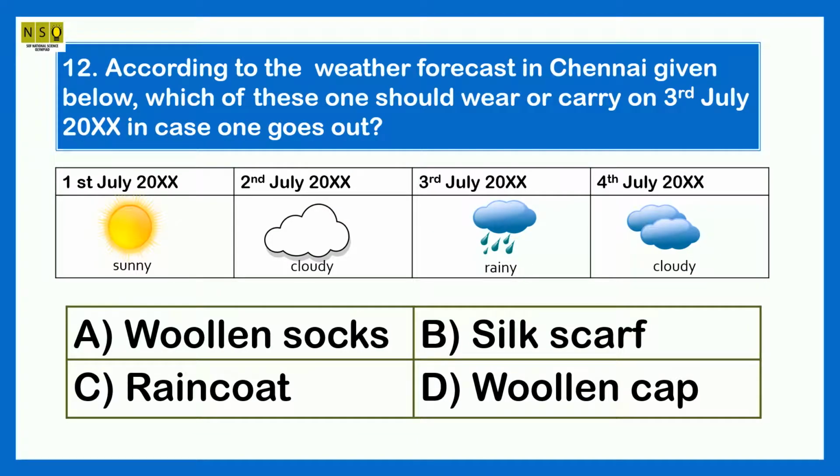According to the weather forecast in Chennai given below, which of these one should wear or carry on 3rd July 20XX in case one goes out? On 3rd July, we can see that the weather is rainy. So therefore, from the options, we should wear a raincoat while going out. So the answer is option C, raincoat.